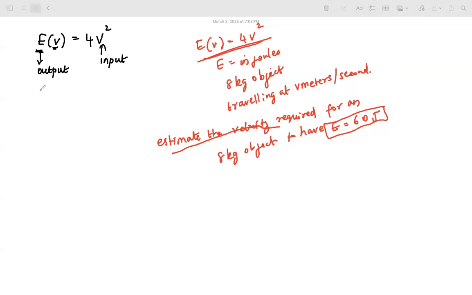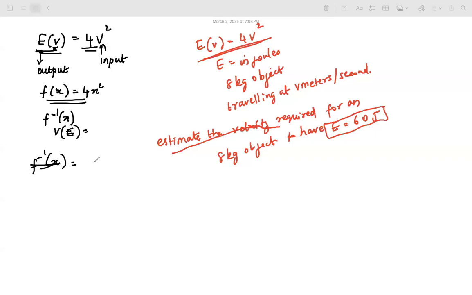Now I'm going to find the inverse. If I write it as a function, I will write f of x equal to 4x square, but instead they've given E of V equal to 4V square. If I want to estimate the velocity, I should have a function for velocity. I have only a function for energy. So how to do this? I have to find f inverse of x. Basically, f inverse of x means I will solve for V, where energy will be your input. How to find f inverse of x?